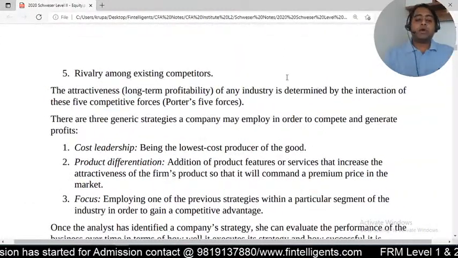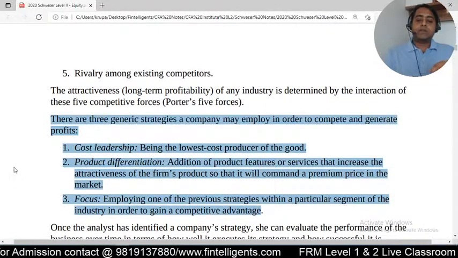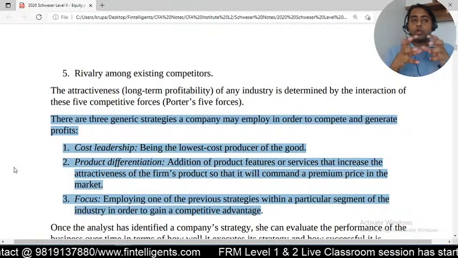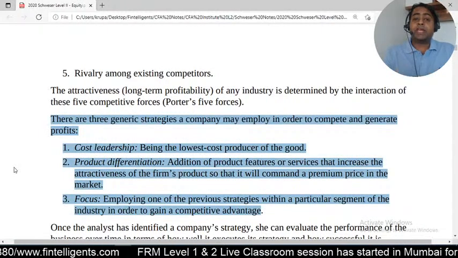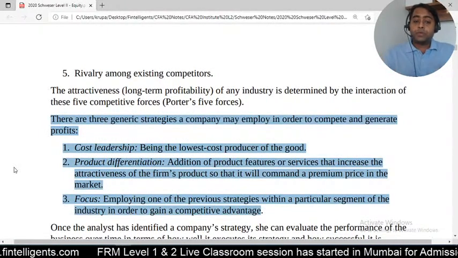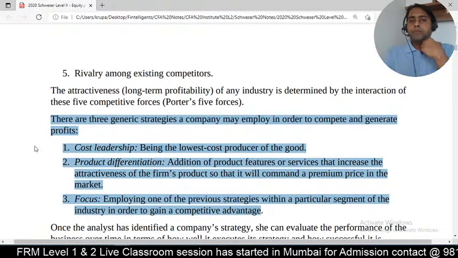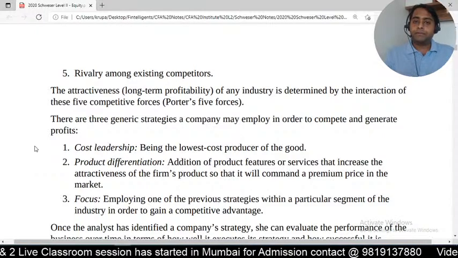Now the next part, mark these three pointers with a star. Three pointers with a star. When you are entering an industry, what strategies can you use to generate market share and to generate profit? The first is cost leadership. That means when you enter the market, you break the cost. You give the service at a very, very low price. This is what Jio did.